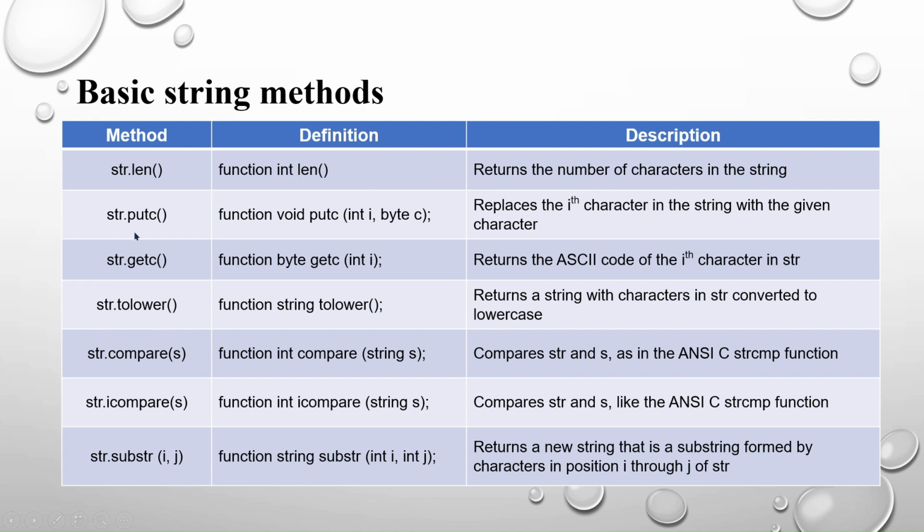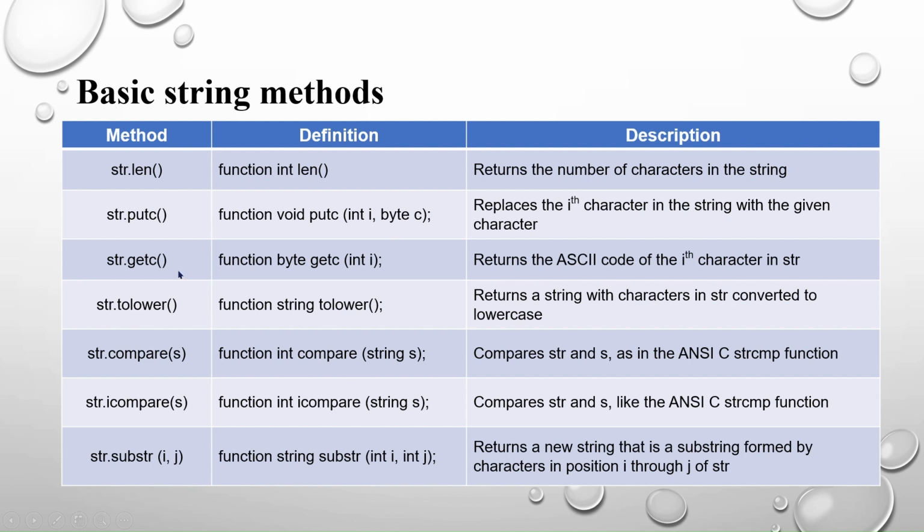Next one is the string.putc method. It's a void function with two arguments: one is int type and another one is byte, that means a character. It will replace the ith character in the string with the given character. We have to mention the index number and the character. In that index, it will replace the existing character with this character. What you have mentioned here will be replaced.